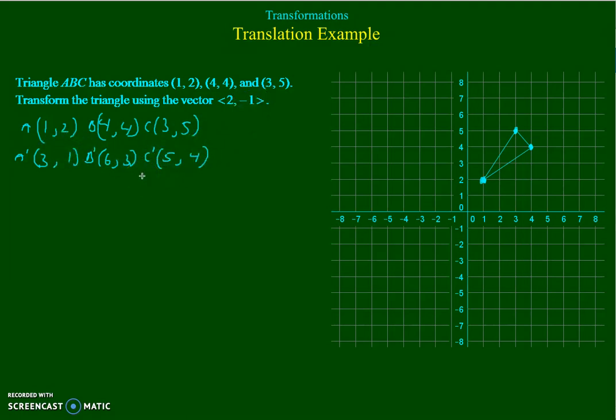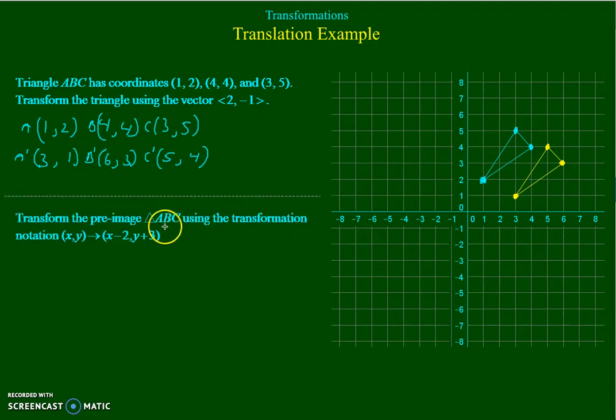So we're going to put those in a different color. And we have point 3, 1, and 6, 3, and 5, 4. And there we have it. The primary triangle, the white one, is translated to the yellow triangle. We went 2 units to the right, 1 unit down. All right, let's try another example.